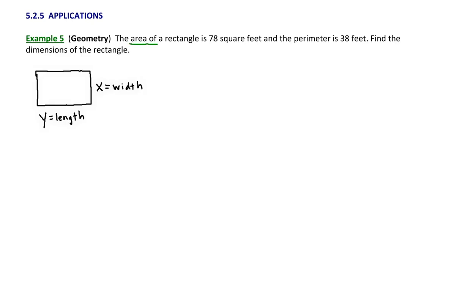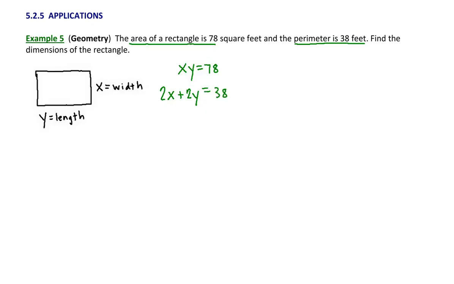So first of all, notice it says the area of the rectangle is 78 square feet. We find the area of a rectangle by multiplying length times width. So if we take the length times width, x times y, that should give us 78. Now, we also know that the perimeter of the rectangle is 38 feet. Recall, to find the perimeter, we add all of the sides together, or we could say 2 times the width plus 2 times the length. That is 2 times the width x plus 2 times the length y should give us 38 feet.